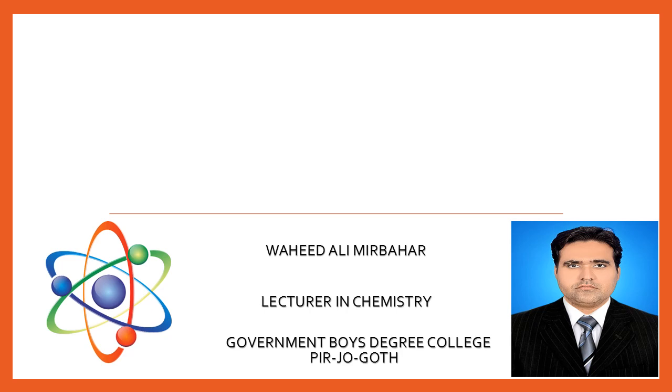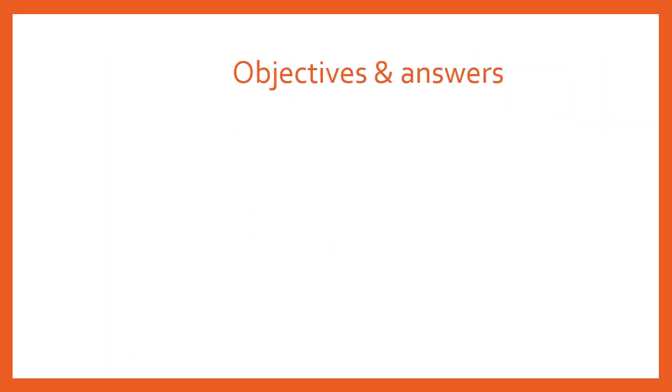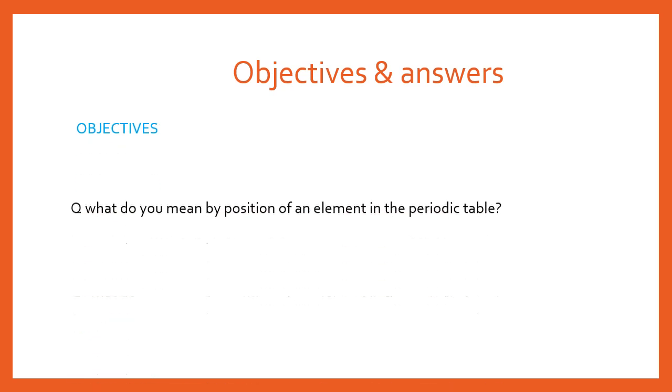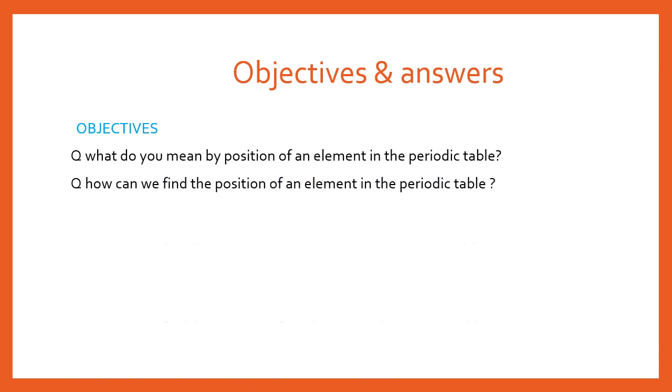Today we are going to discuss one more topic, that is position of an element in the periodic table. There are two objectives of this topic. Number one, what do you mean by position of an element in the periodic table? Second objective is, how can we find the position of an element in the periodic table?